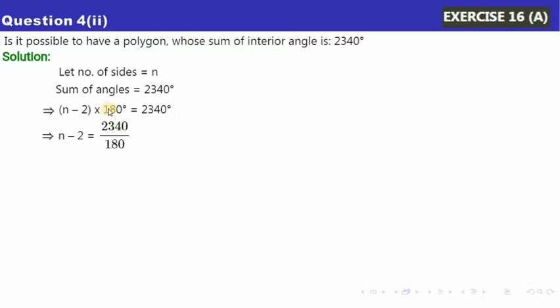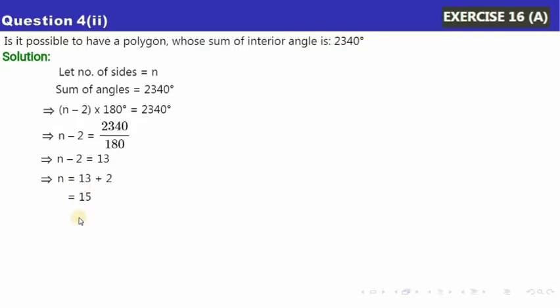So this 180 goes to the denominator and you get n minus 2. When you do the cancellation, you get 13 out here. Now bring this minus 2 to the right hand side, so it becomes 13 plus 2, isn't it? Now what is 13 plus 2? It is equal to 15. That means the number of sides is 15, that is, the value of n is 15.